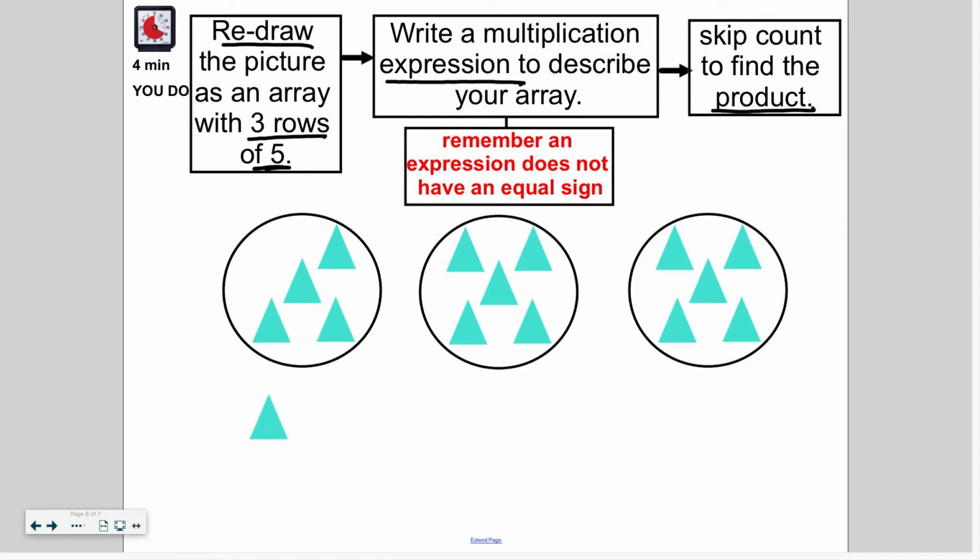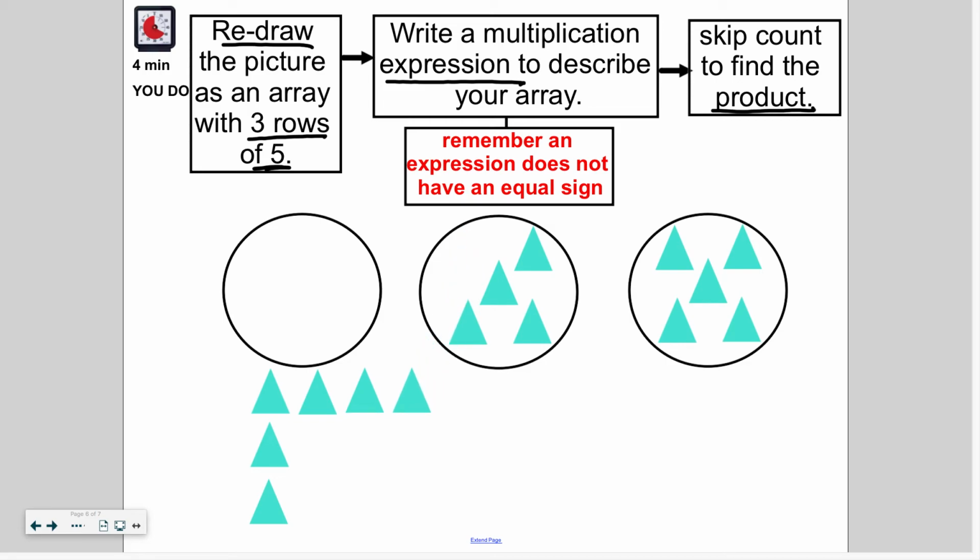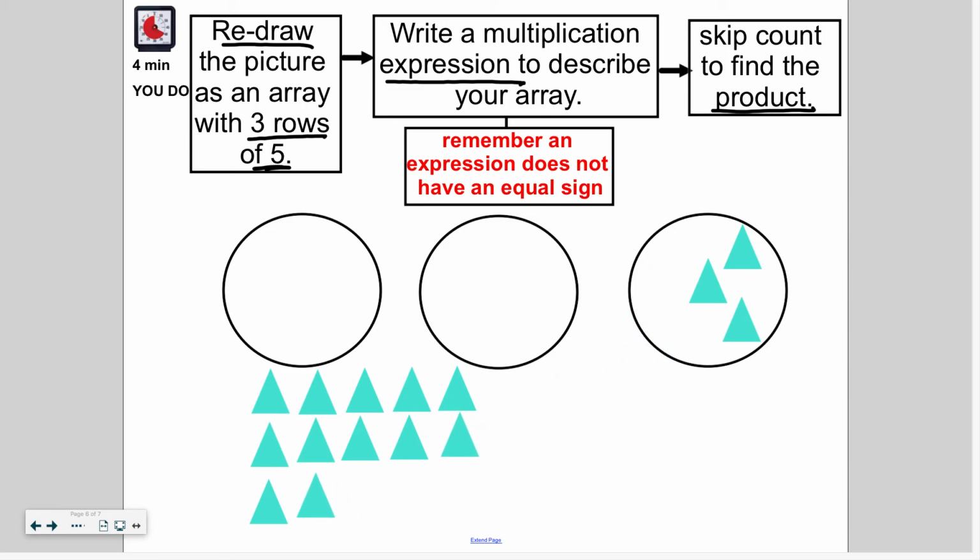So I wanted 3 rows of 5 triangles. So start with my first row. 1, 2, 3, 4, 5. 1, 2, 3, 4, and 5 in the second row. And lastly, my third row. 1, 2, 3, 4, and 5. So I have 3 rows, 1, 2, 3, and there are 5 in each row.